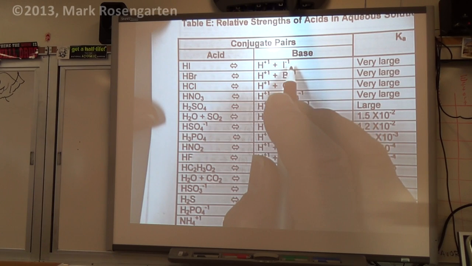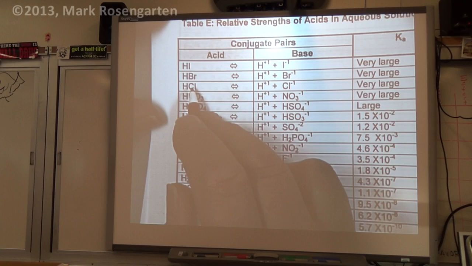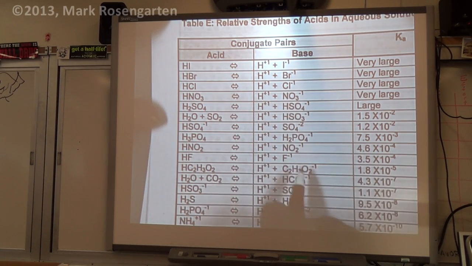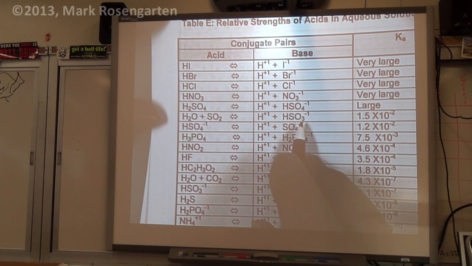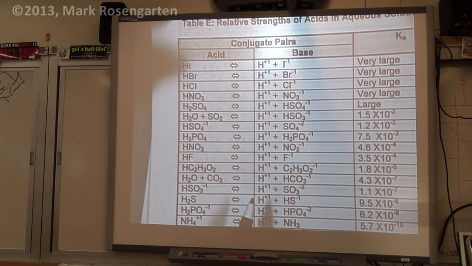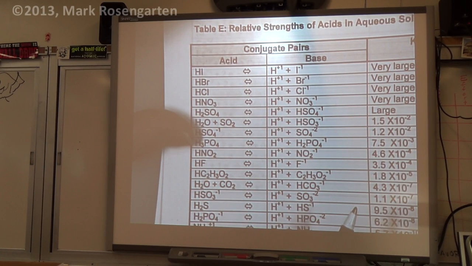For example, I-1 is a base, its conjugate acid is HI. HCl is an acid, its conjugate base is Cl-1. HSO3-1 as a base will have the conjugate acid of H2O plus SO2. So you just have to look up whatever's on the opposite side. Yes, ma'am? What does it mean if they show up on both sides? That means it's amphiprotic, and depending on the situation, can act as either an acid or a base.